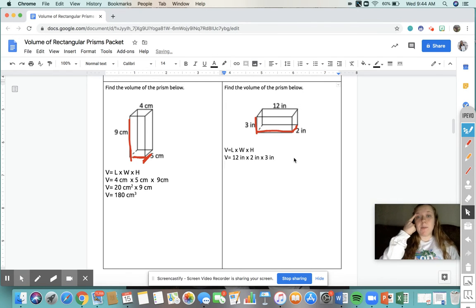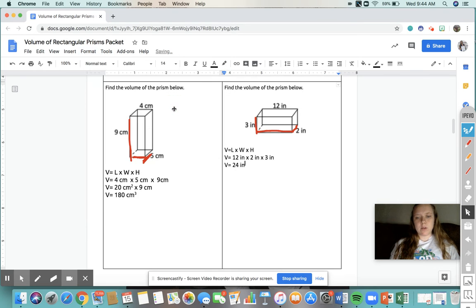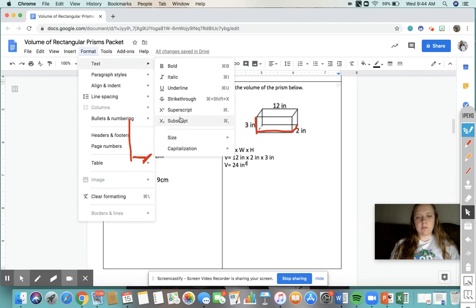So now I'm going to have to do some mental math, and I'm going to have to find the volume of this prism. So the first thing that I need to figure out is what is 12 times 2? Well, 12 times 2 is 24. We should know that. That's a basic math fact. So we're going to put inches. Inches times inches is going to make this not just inches, but inches squared. So we're going to hit format, text, superscript, square. Great. All right. And then take the superscript off.